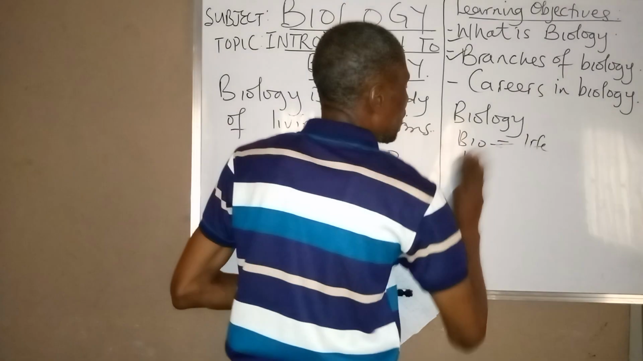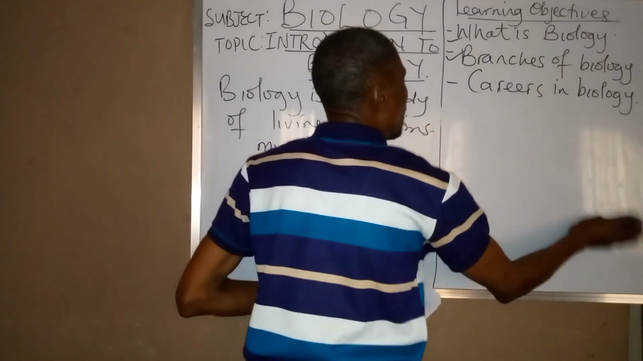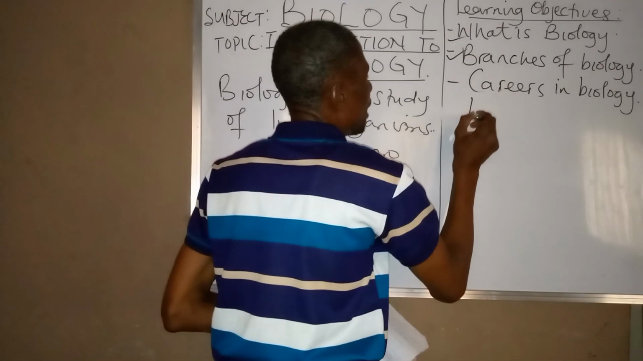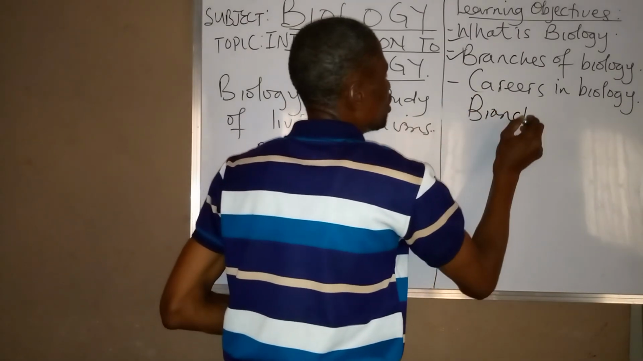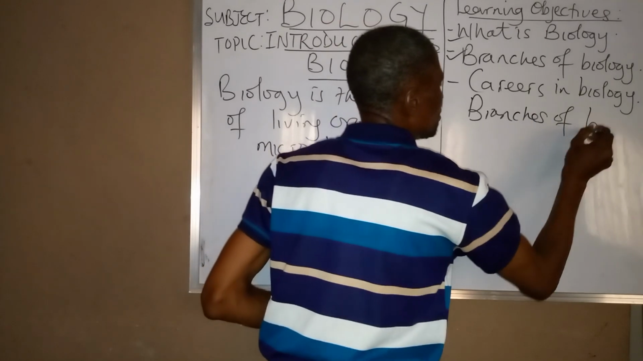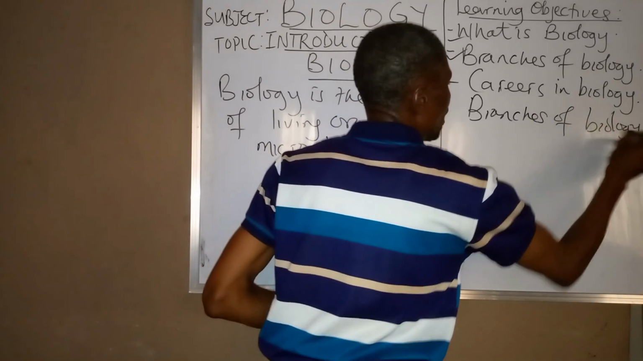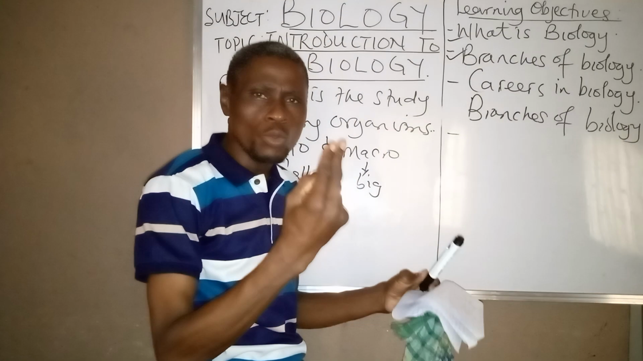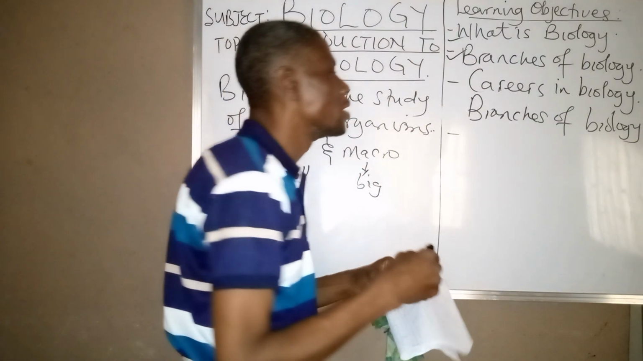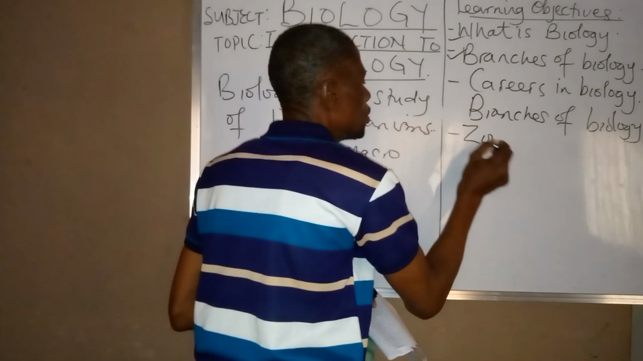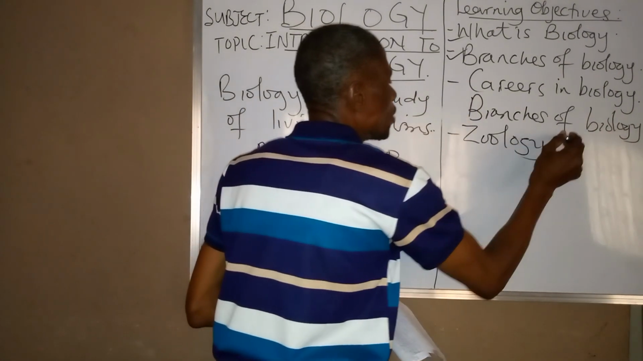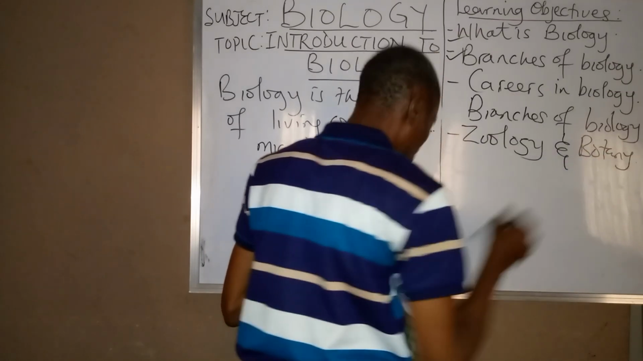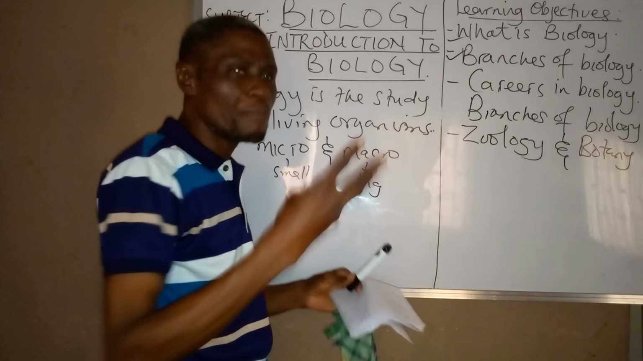What are the branches? What are the things you study under biology? The branches of biology. We have other branches, but two main key branches of biology. We can call them zoology and botany. Zoology and botany are the two main branches of biology.